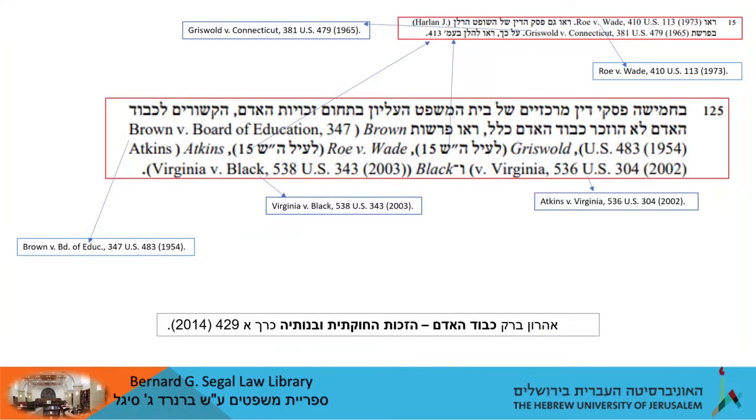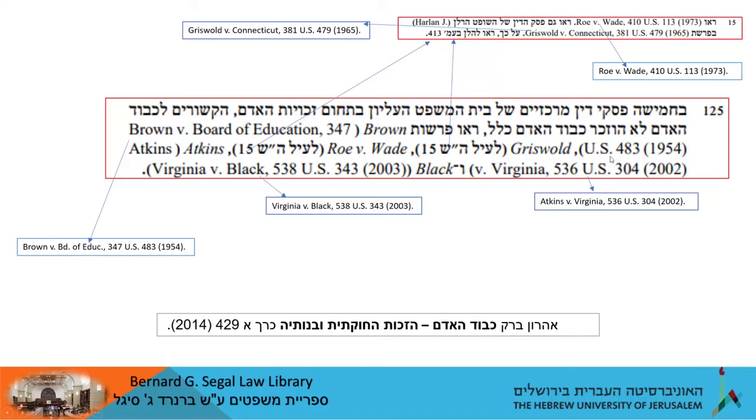If you were looking in Aharon Barak's book on Kvod HaAdam, footnote 125 cites to 5 United States cases. How do you know that these are U.S. cases? First, it says Psky Din, which means case law. Your next clue is the V. V in English means versus. In Hebrew, that is neged. So you know immediately that this is a case.